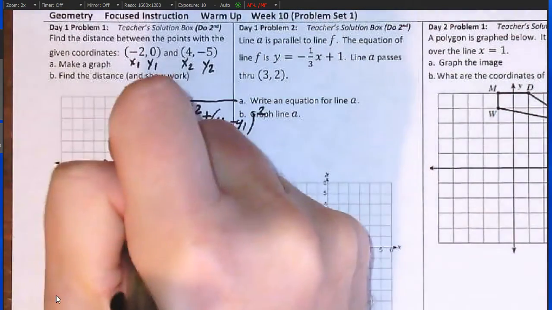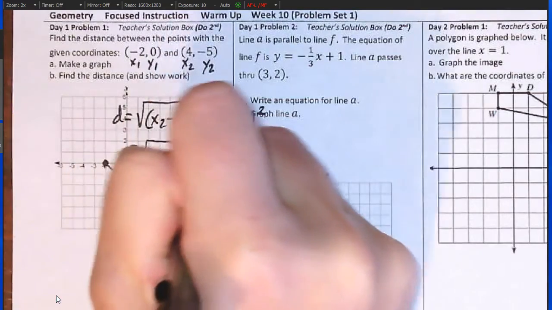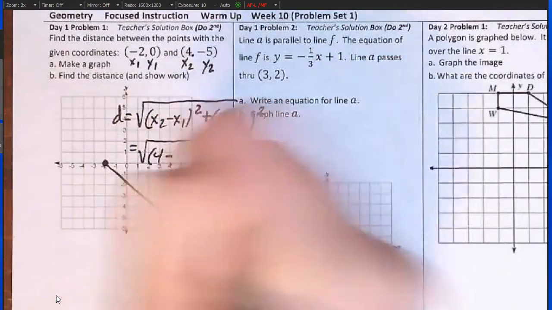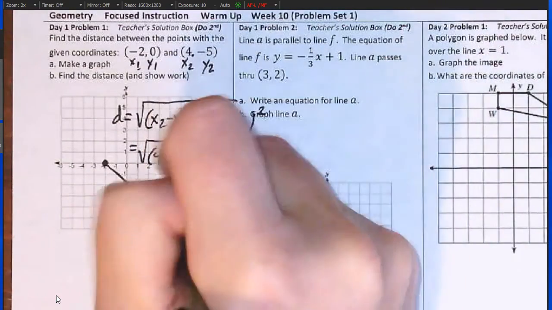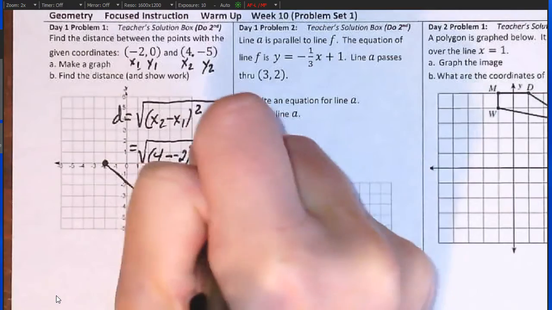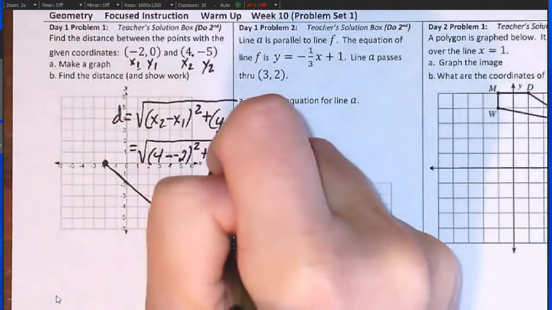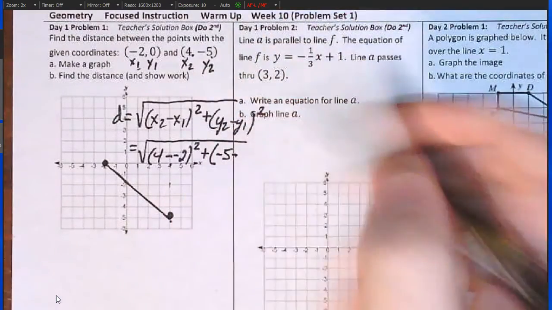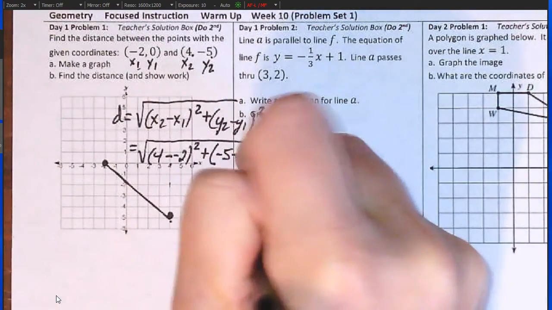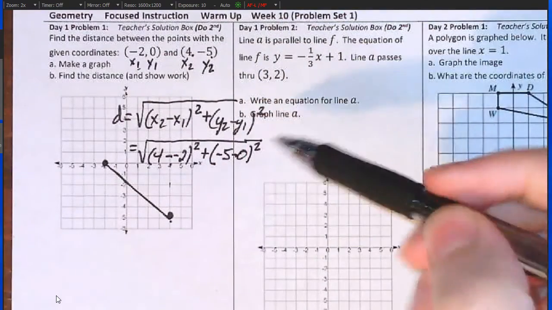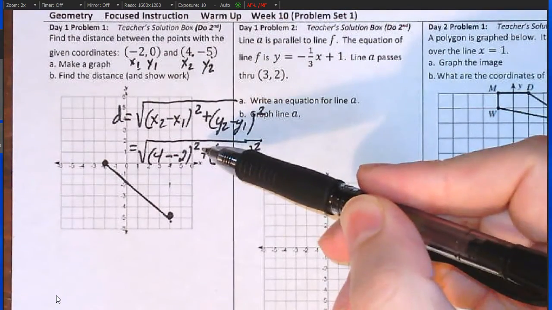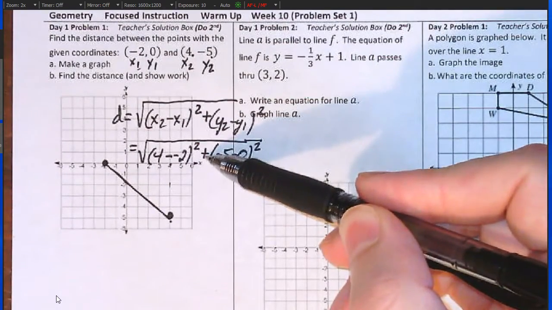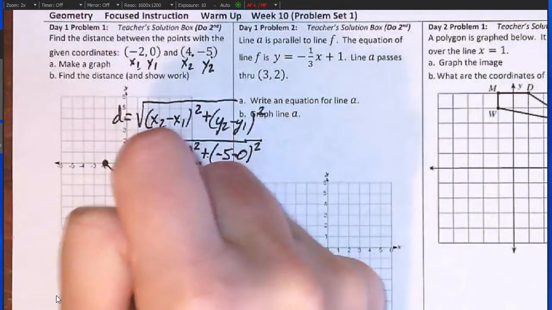And make some substitutions in there. x2 is 4, minus x1 is negative 2, squared, plus y2 is negative 5, minus y1 is 0, squared. Notice that all along here I have a large square root symbol. I have parentheses with squaring, and then separating the pieces I have this adding sign. Let's continue working on this.